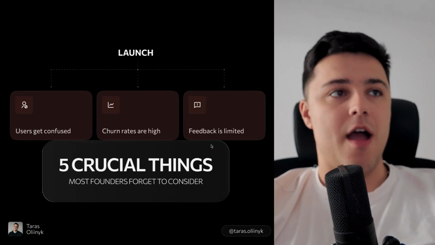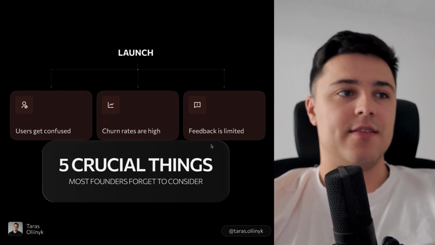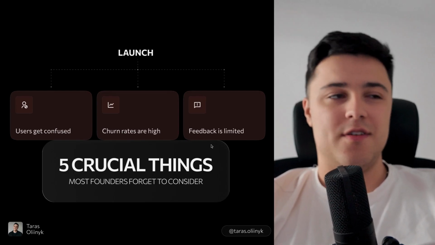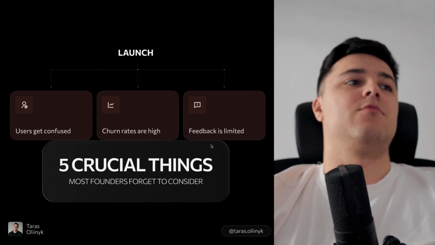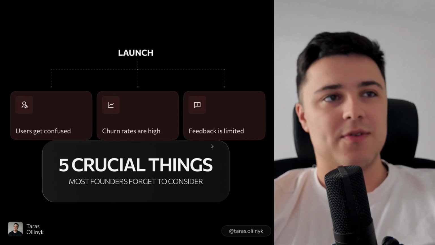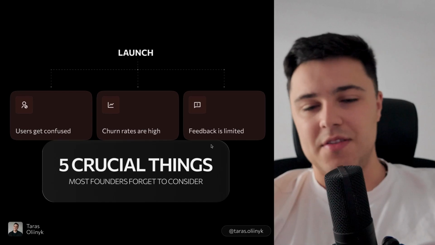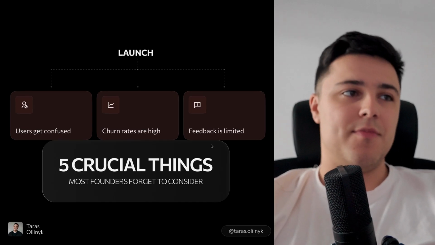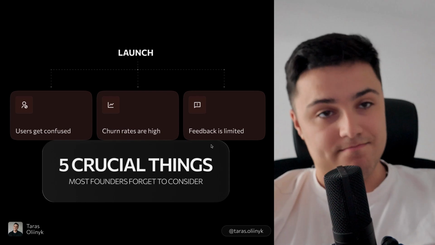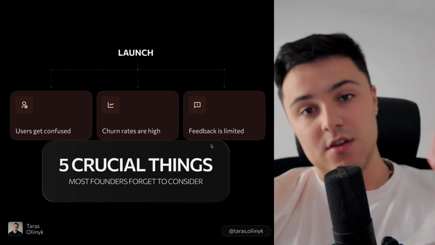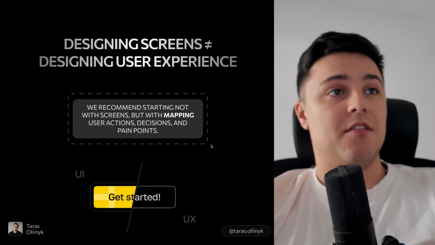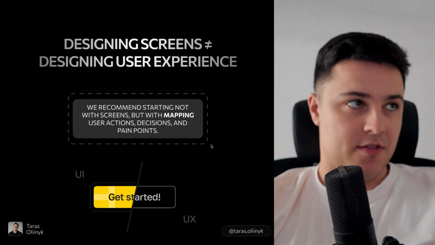So what are the 5 crucial things which make SaaS products really poor and weak? Firstly, of course, we are thinking about confusion of the users, churn rates, bounce rates, feedback, etc. But let's be more specific and talk about 5 reasons. The first one is designing screens and not designing user experience.